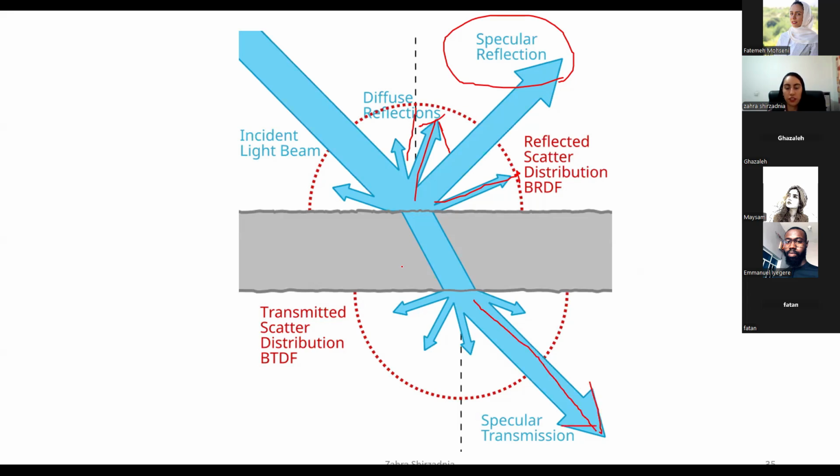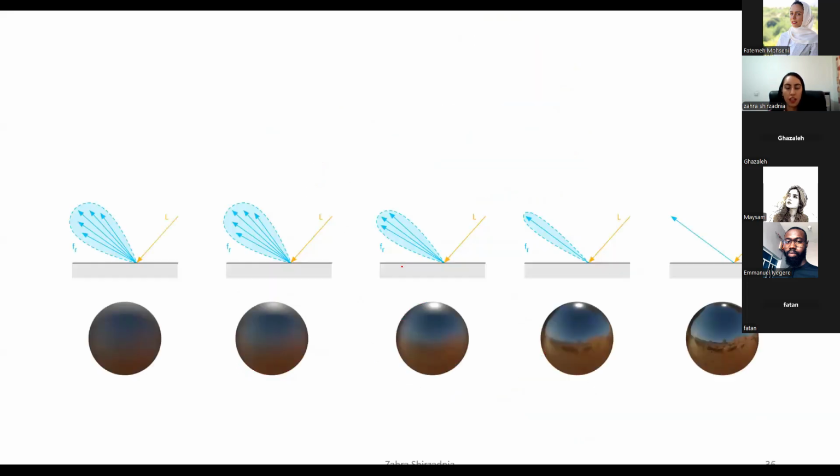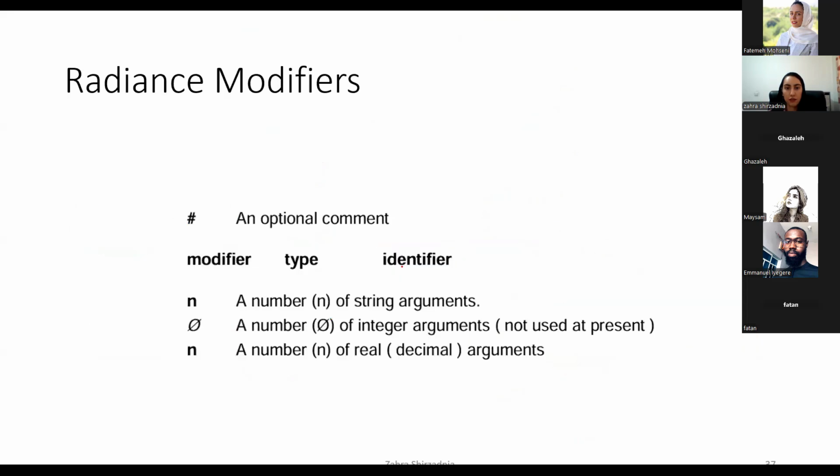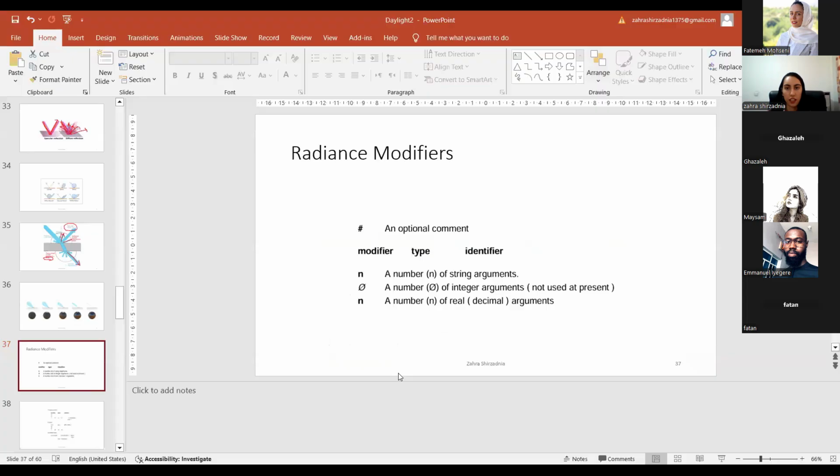This ray is called a specular transmission, and the name of this material can be BTDF, or transmitted scatter distribution. And there's another picture that you will see in the slide. Right now, we get into radiance modifiers. I think it's better I tell you in the next step. Now, stop sharing.